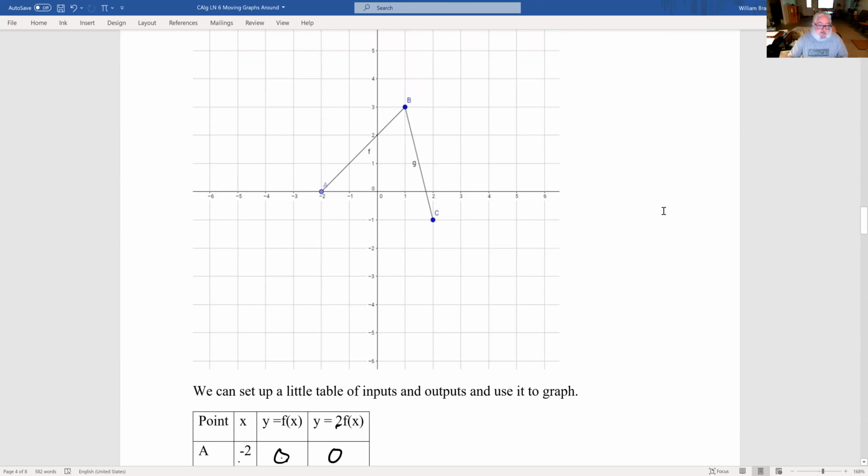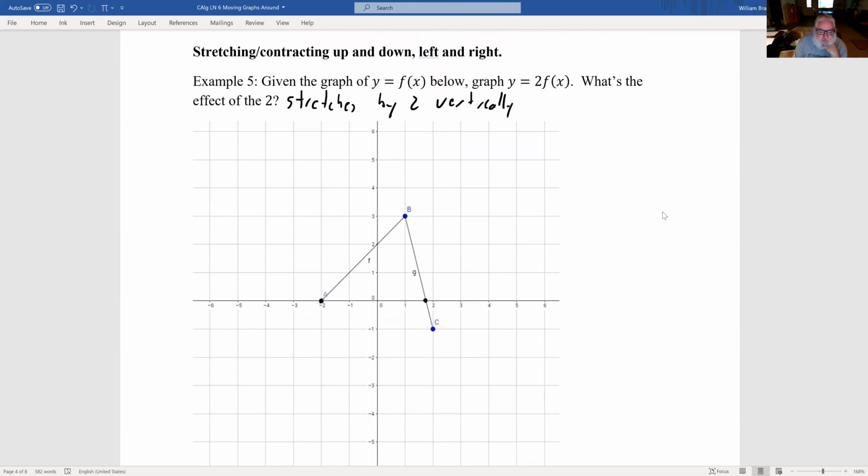If your y value is 0, nothing happens, right? So this point doesn't move because it's on the x-axis. This point also doesn't move, because it's on the x-axis, its y coordinate is 0. The y coordinate for B is 3. That means it's 3 units above the x-axis. If you multiply that height by 2, that stretches it out to 6 units above the x-axis. C is 1 unit below the x-axis. If you multiply that by 2, it moves it to 2 units below the x-axis.